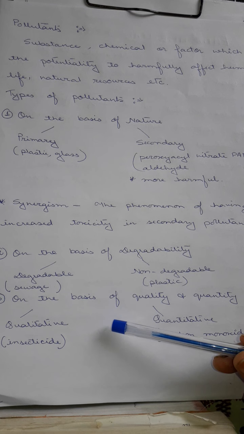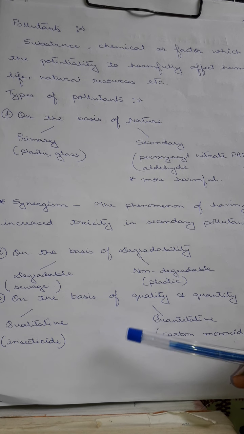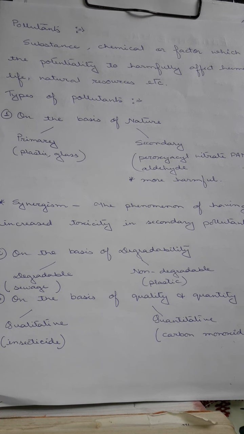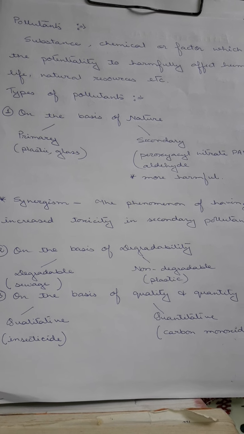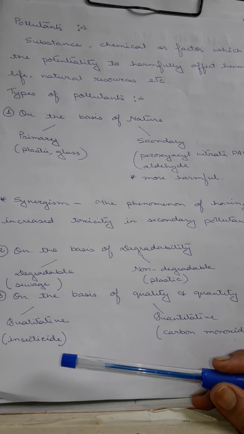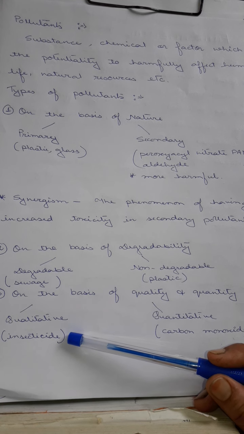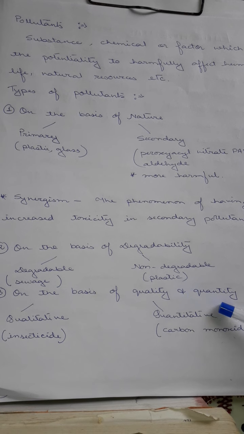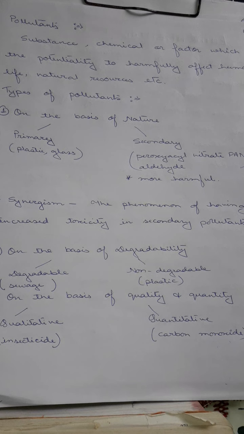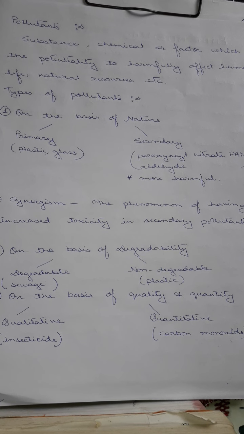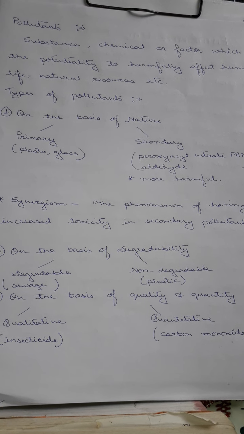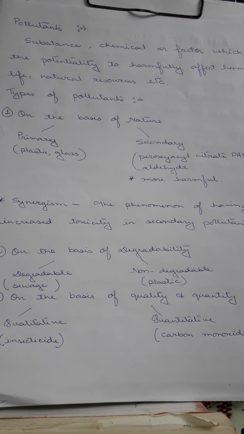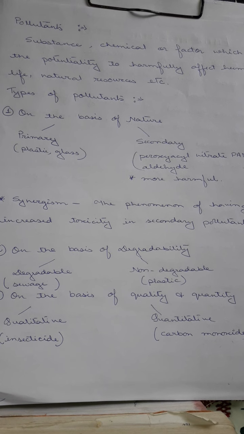Then on the basis of quality and quantity, it can be divided into two types. Qualitative, like insecticides, herbicides, pesticides, where what matters is what type of quality, how toxic it is. That pollutant will depend on its toxicity and its concentration and how it will harm the environment or the surrounding. Then quantitative, like carbon monoxide, carbon dioxide, where what matters is what amount is present, how much pollutant quantity is present that is causing harmful effect to the surrounding or the environment. So that is called quantitative pollutant.